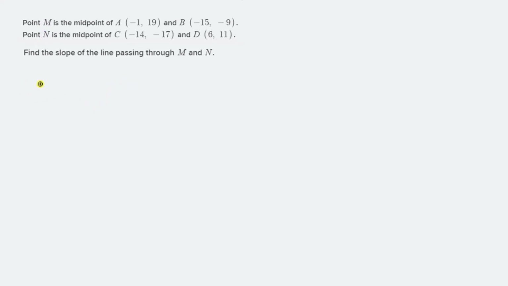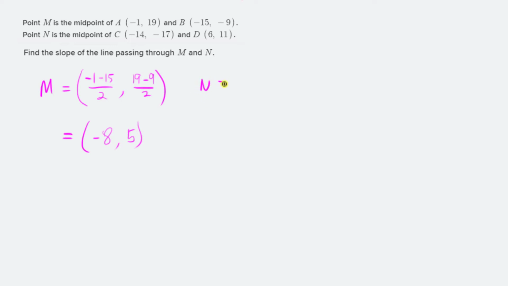So let's discover point M. Point M is the midpoint of A and B. Well, midpoint is add your x's, divide by 2, add your y's, divide by 2, and you might be saying, well, you're not adding, you're subtracting. Well, these are negative values, so adding a negative value is the same as subtracting. It's just simple arithmetic. So -16 divided by 2 is -8. 10 take away 9, 19 take away 9, that's 10. Divide that by 2, that's 5.